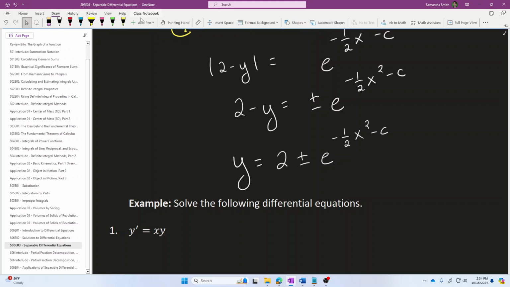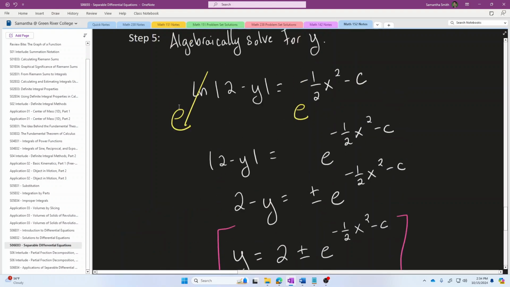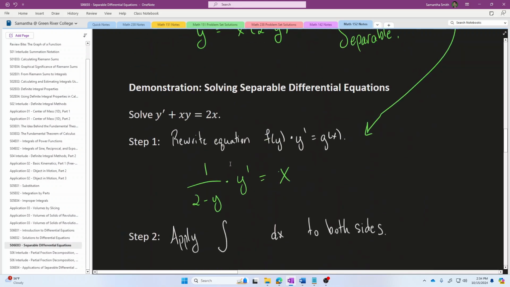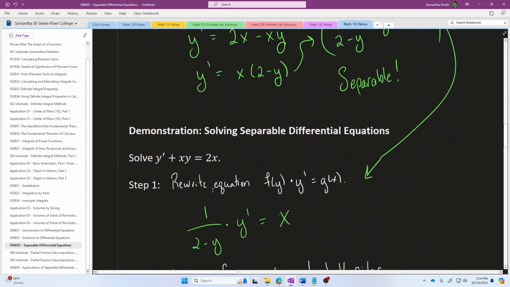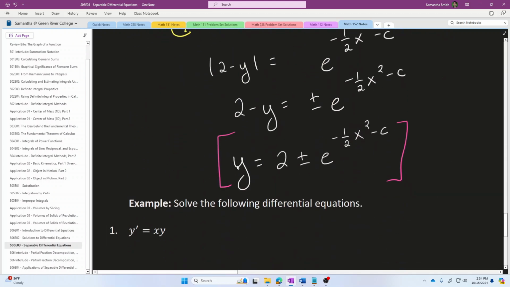This right here is the description of the format of all the functions that make my original equation true. If you're trying to find all the functions that satisfy y prime plus x times y equals 2 times x, all those functions look like this: 2 and either add or subtract an exponential raised to the power negative 1/2 x squared minus a constant.